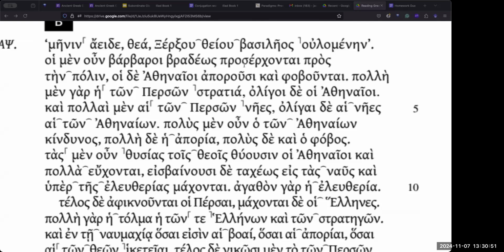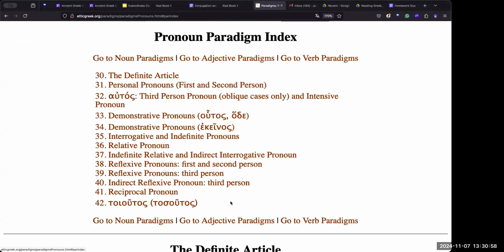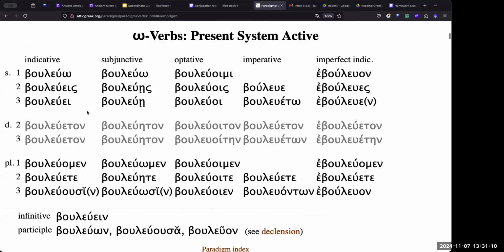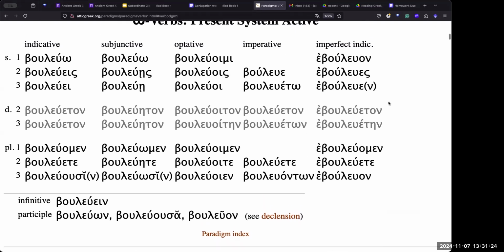All right. So let us look for a second at what Mastronarde does. Okay, so for paradigms, we did this yesterday, but we're going to go over it again. With omega verbs in the present stem, the imperfect is here, right? And so the endings are on, es, en, omen, ete, on. Those are the endings that you're going to put on.